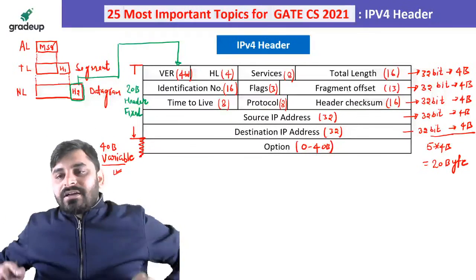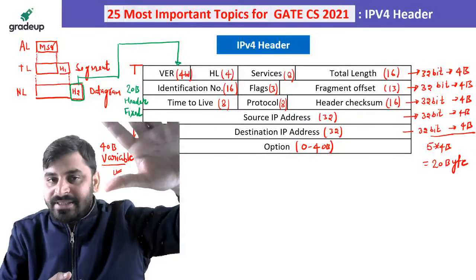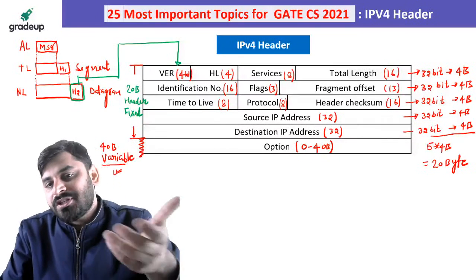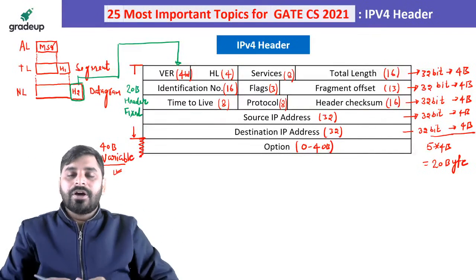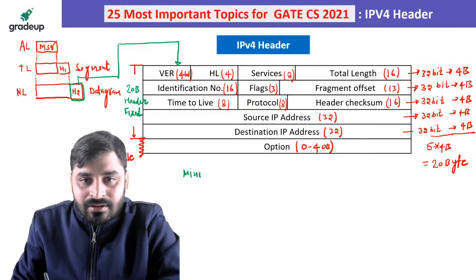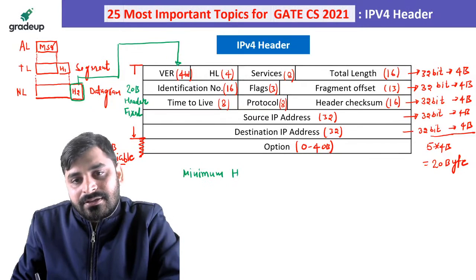Now my dear friends, I want to ask you one question here. First 20 byte space is already divided into pieces and this 40 byte is reserved. If you want to use this 40 byte in the future, you can use. Now, what is the minimum header size? Can you tell me? Minimum header size.